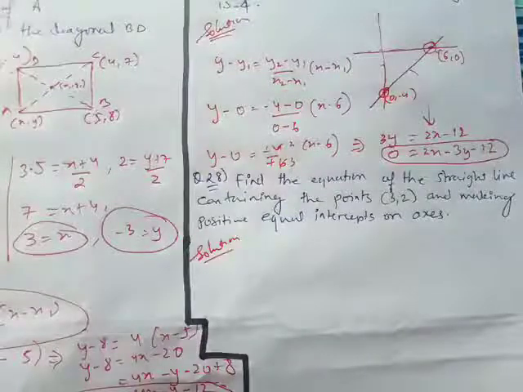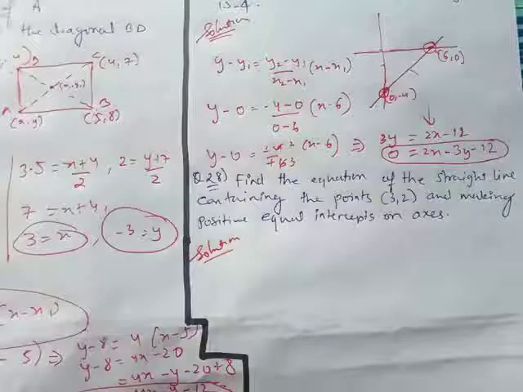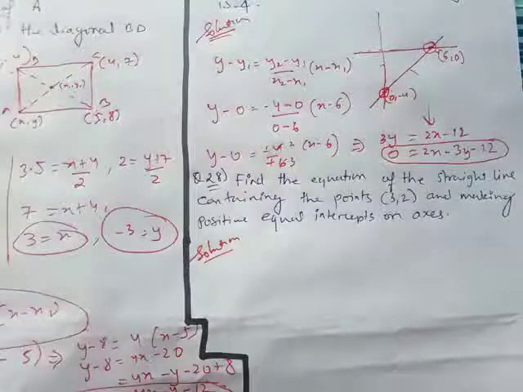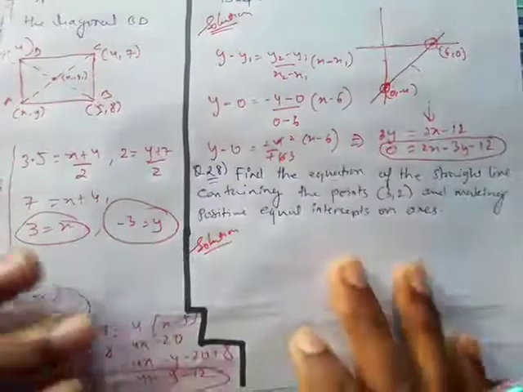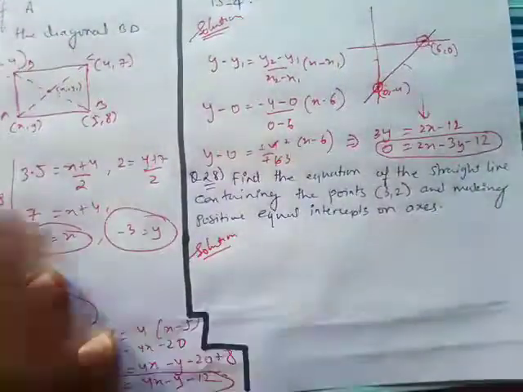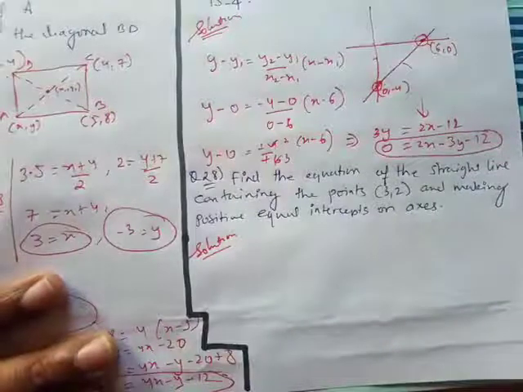So question number 28 says: find the equation of a straight line containing the point (3, 2) and making a positive equal intercept on the axes. So positive equal intercept means I'm going to make a figure for this, and I'm going to explain how this works.